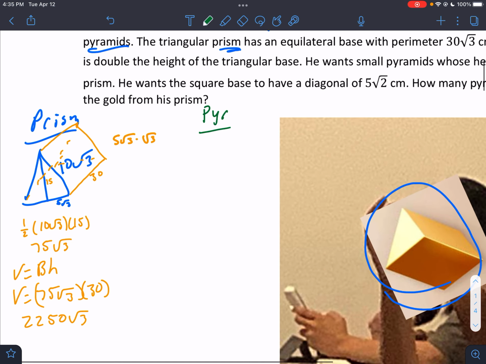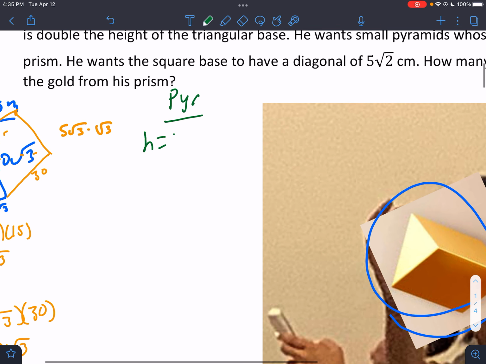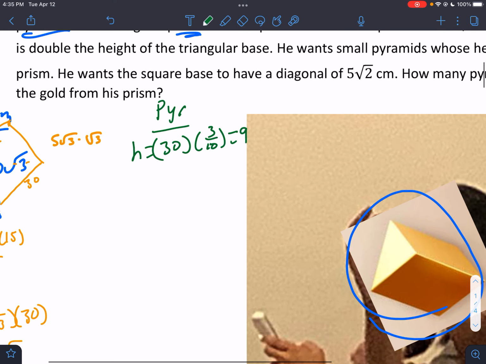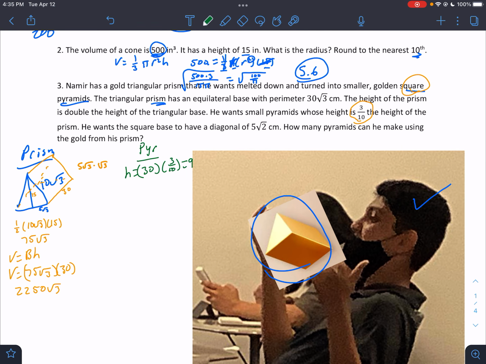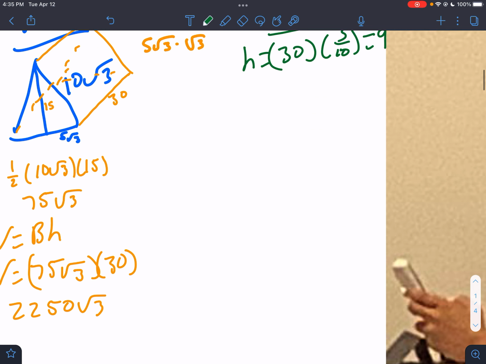So if that height is 30, height would be 30 times 3/10. Well, that would be 30 divided by 10 is 3 times 3 is 9. Okay, so the height of the pyramid is going to be 9, because the height is 3/10 the height of the prism. Got it. Height is 9. He wants the square base to have a diagonal of 5 root 2. So let's draw the square base. If the diagonal is 5 root 2, 45, 45, 90 rules say that each side is 5, so the area of the base would have to be 25.